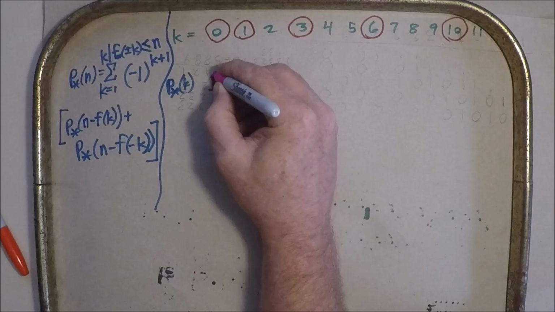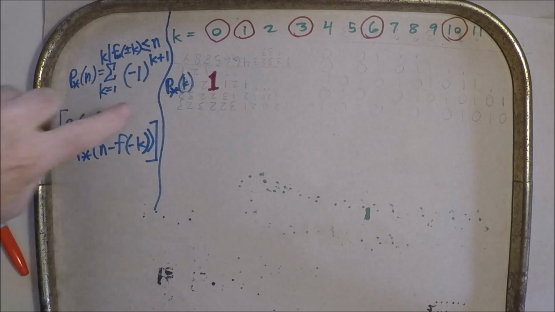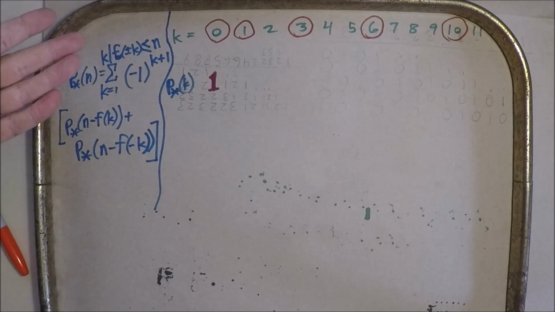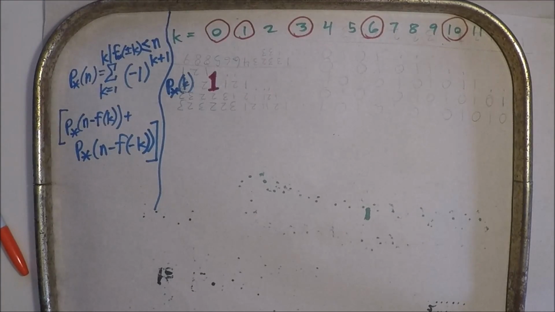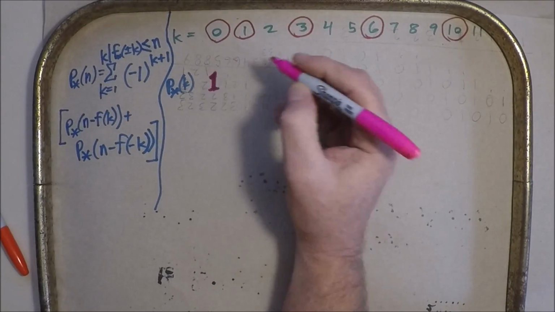Let's just all accept that. Okay. And all negatives also equal to 0 as before. All right. So P star of 0 is 1.